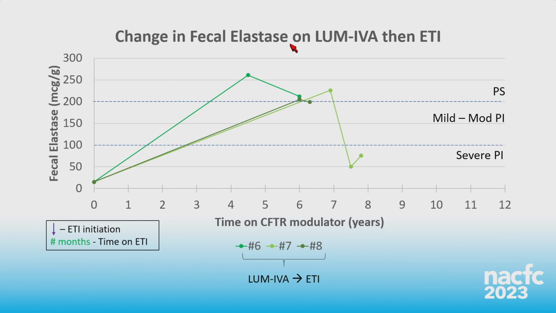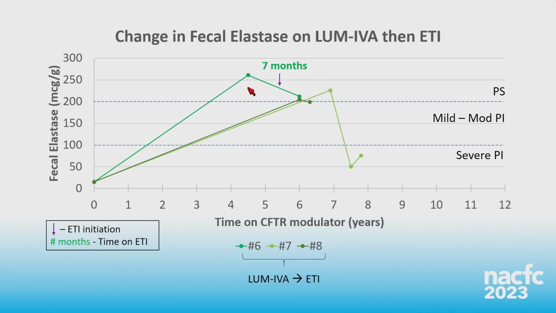The next 3 patients were all on Lumaiva when they converted to pancreatic sufficiency, and then they transitioned over to ETI. The first elastase for each of these patients, the top of the curves for each of these patients, were taken while on Lumaiva. All subsequent elastases were taken while the patients were on ETI.